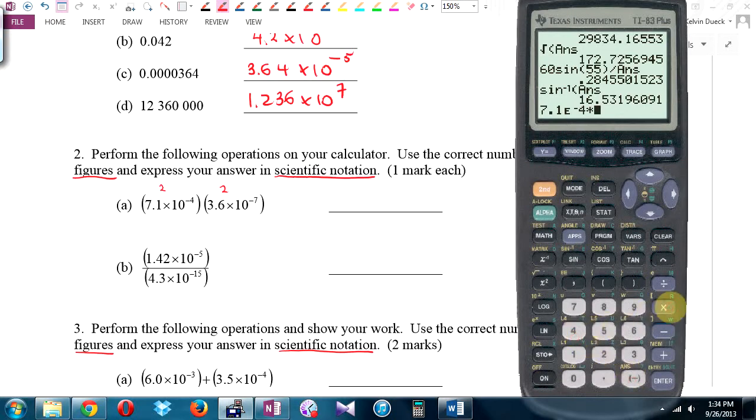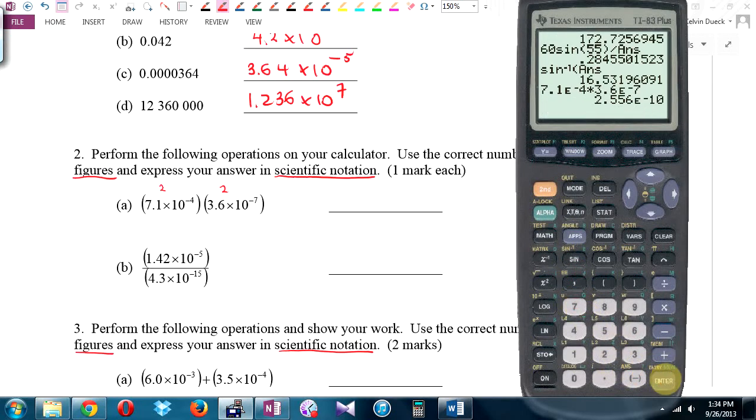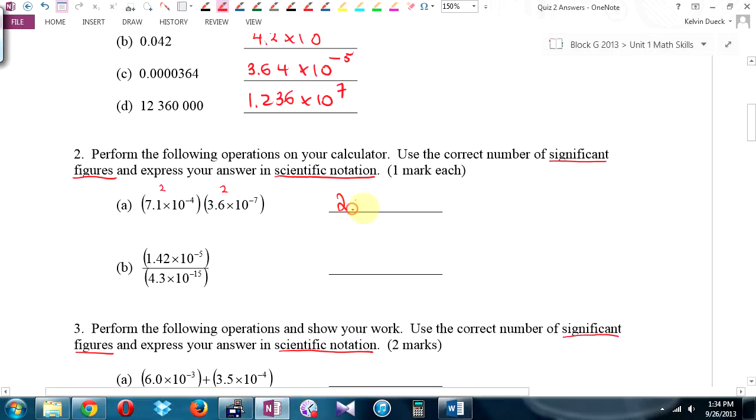Negative 4 times 3.6, scientific notation button, negative 7. And I don't get 2.556 times 10 to the negative 10. I get 2.6 times 10 to the negative 10, because I have to go to 2 sig figs. B, that's 3 sig figs, that's 2 sig figs, 2 sig figs.